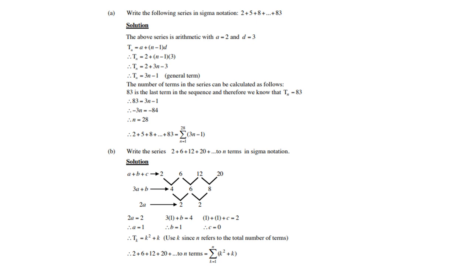Now you know where to write it in front of sigma. k always starts at 1, and we don't know how many terms there are. They say to n terms, so therefore the top number is n, the bottom is k equals 1, and the general term is k squared plus k.